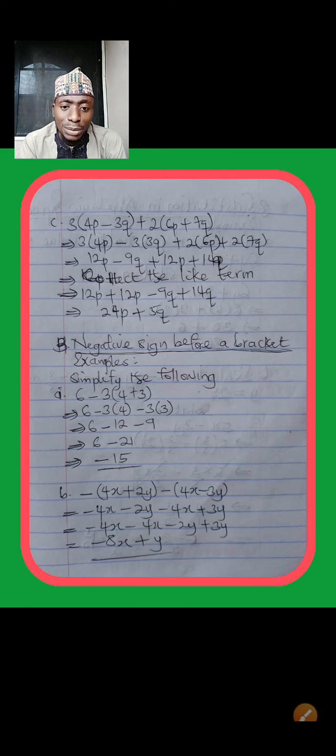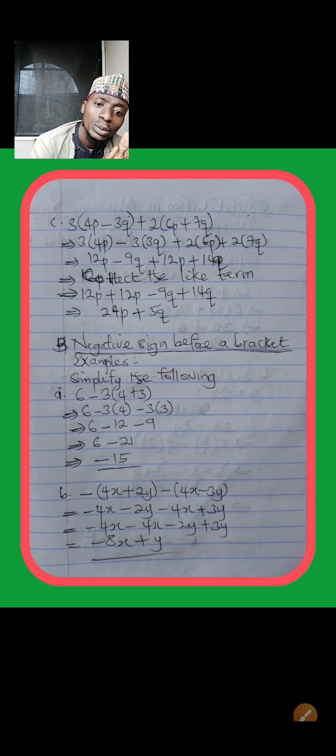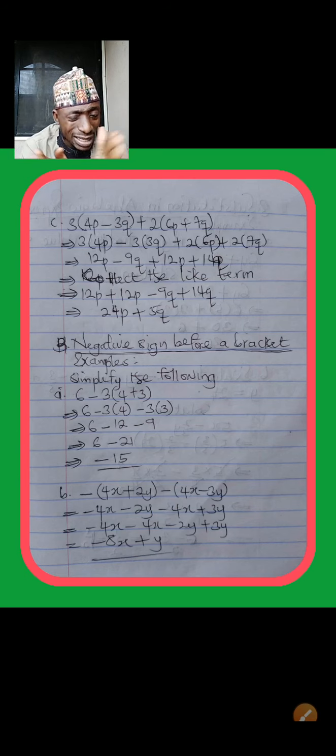Now B, another question under negative sign before a bracket. Minus into 4x plus 2y, minus 4x minus 3y. So you use minus to open the first bracket, then use minus to open the second bracket. The minus that is there is a 1 there, but they didn't write it. But just take note. 4x, it is minus 4x.